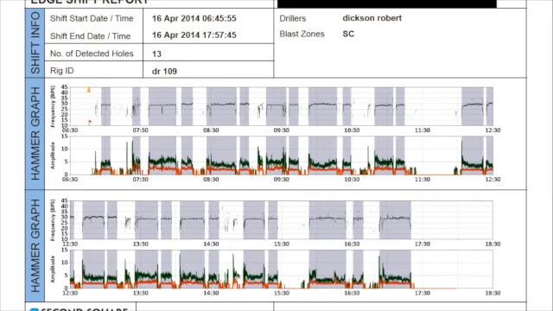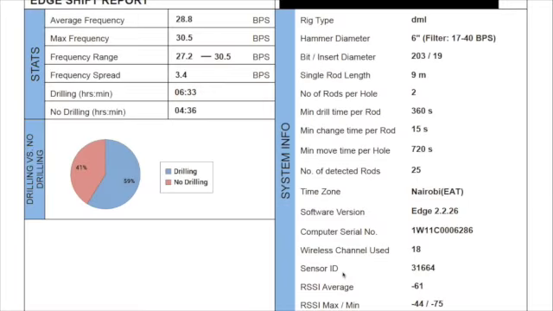So we would like to see this and this. We would like to avoid seeing this, which is an unstable frequency, and a lot of wasted energy. So that's some interpretation of the graphs representing the hammer. I'm going to go to the second page now, I hope. Here we are. So this is the second page of the shift report.